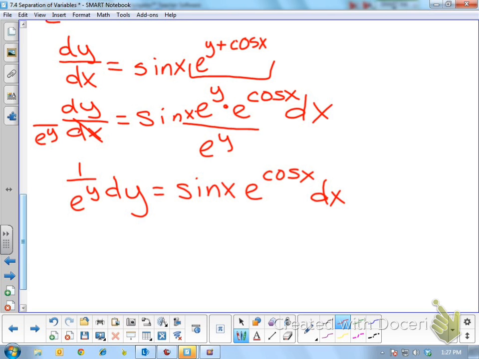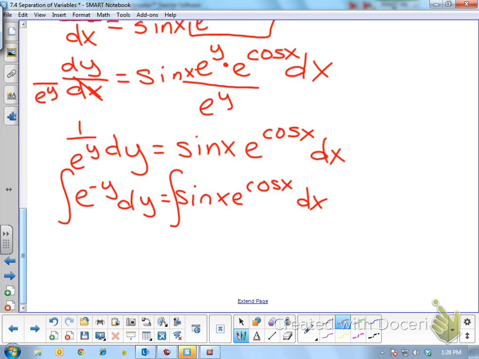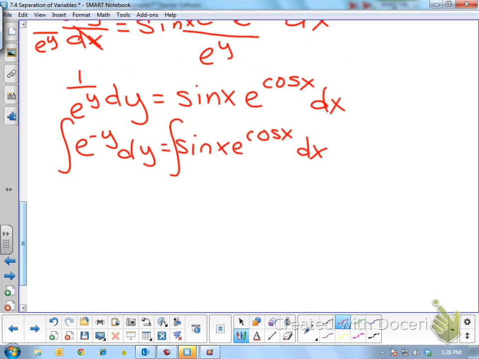Now I do have to rewrite this left side as e to the negative y dy before I can integrate. So now with these ones where it is a little bit trickier, we are going to have to use more advanced integration techniques. Instead of just anti-power rules or things like that, we need to use some other integration techniques.